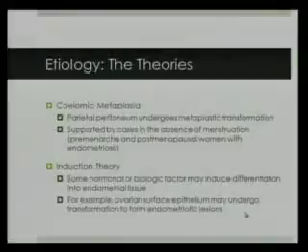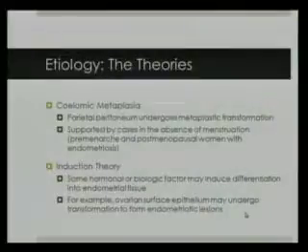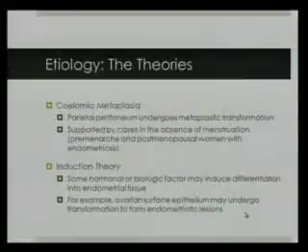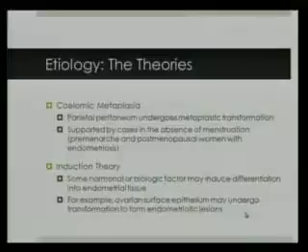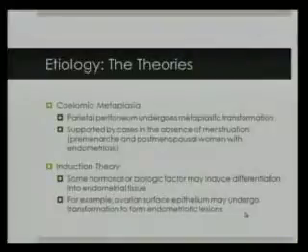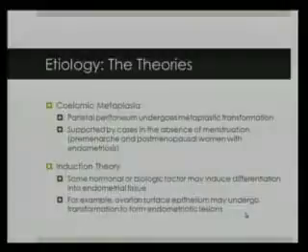Another theory is coelomic metaplasia. And this is where the parietal peritoneum undergoes metaplastic transformation to become endometrial tissue. And this theory is supported by patients who develop endometriosis in the absence of menstruation, such as pre-puberty endometriosis. And finally, the fourth theory is the induction theory. And this is thought that hormonal or biologic factors induce cellular differentiation into endometrial tissue.